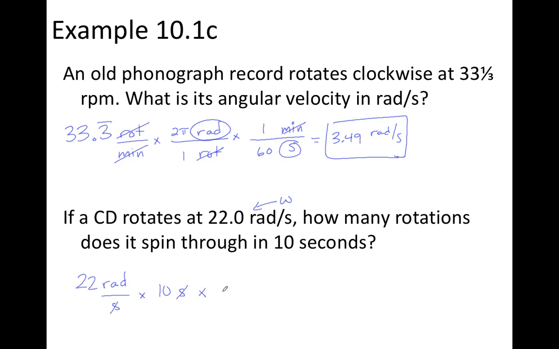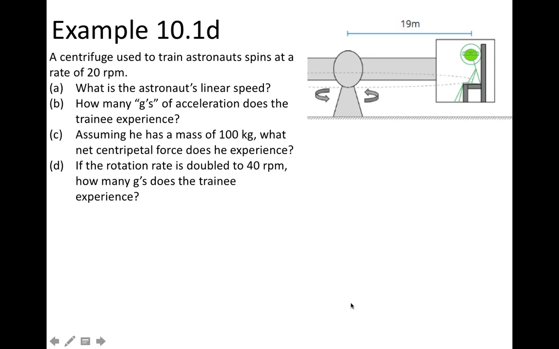But I don't want radians in my answer. I want to know rotations. So I'm going to eliminate radians and convert it to rotations, and every 1 rotation is 2 pi radians. And this gives you 35 rotations. So we can convert between radians and rotations, and rotations per minute and radians per second.